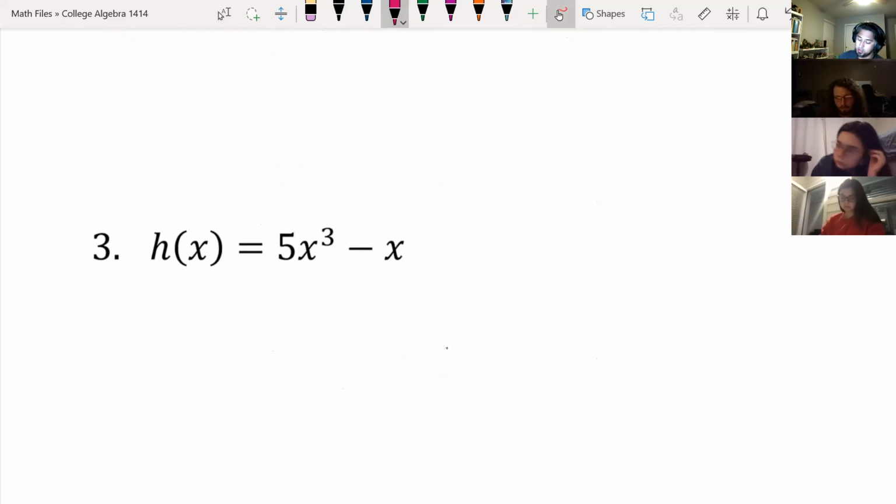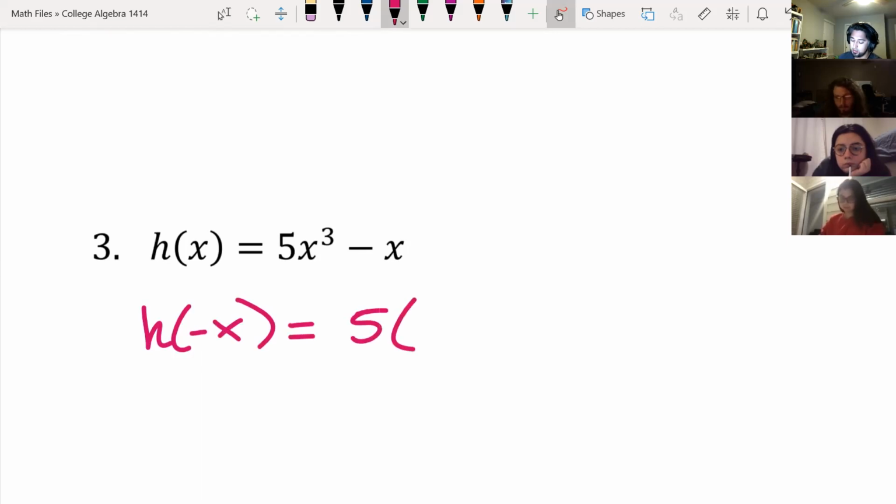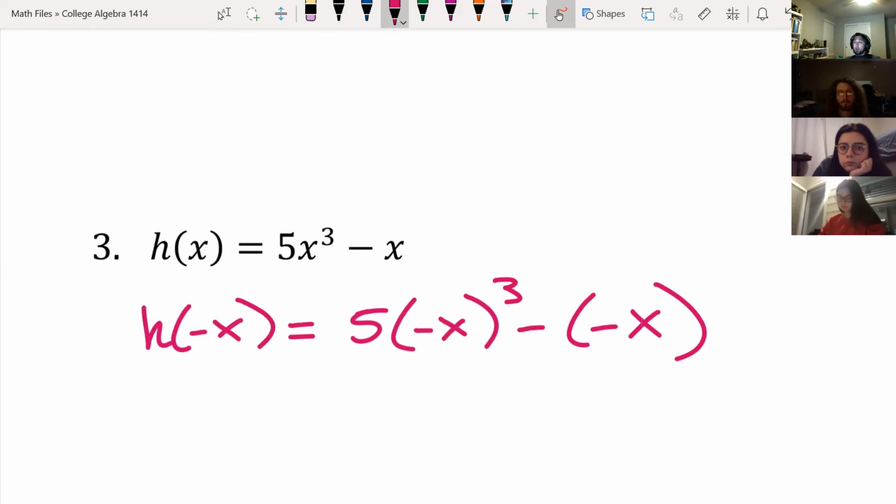So for number 3, I'll do the same exact thing. I'll take negative x and plug it in for every x. Well, (-x) cubed means negative x times negative x times negative x, which is still going to return to me negative x cubed. So what this returns to me is negative 5x cubed and then plus x.